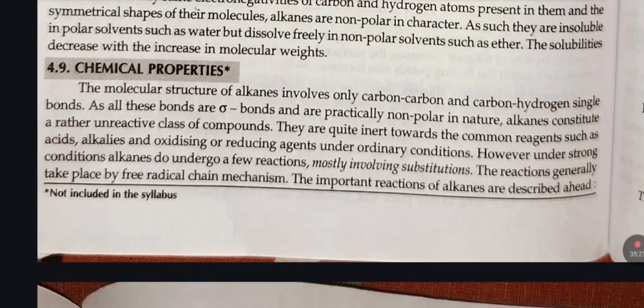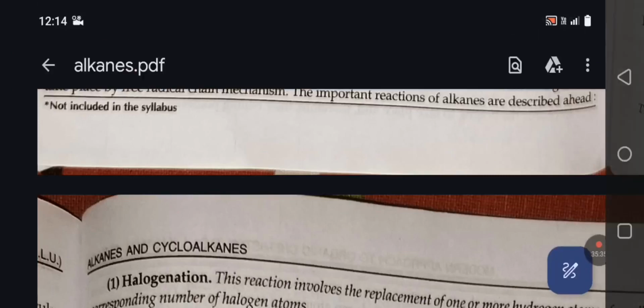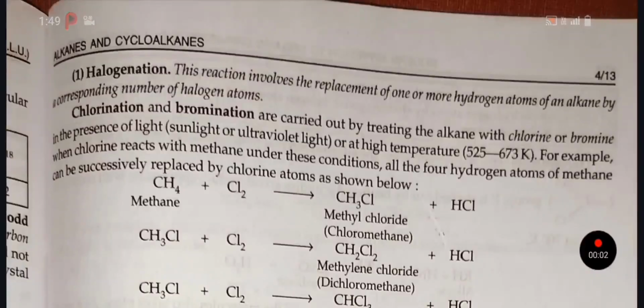However, under strong conditions, alkanes do undergo a few reactions, mostly involving substitution. The reaction generally takes place by a free radical chain mechanism. The important reactions of alkanes are described as follows. First, halogenation. This reaction involves the replacement of one or more hydrogen atoms of an alkane by a corresponding number of halogen atoms. Chlorination and bromination are carried out by treating the alkane with chlorine or bromine in the presence of light, sunlight or ultraviolet light, or at high temperature, 525 to 673 Kelvin.